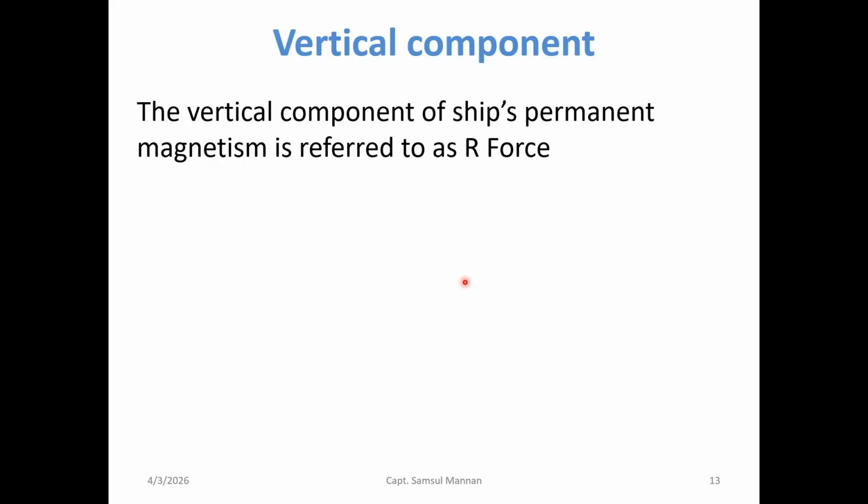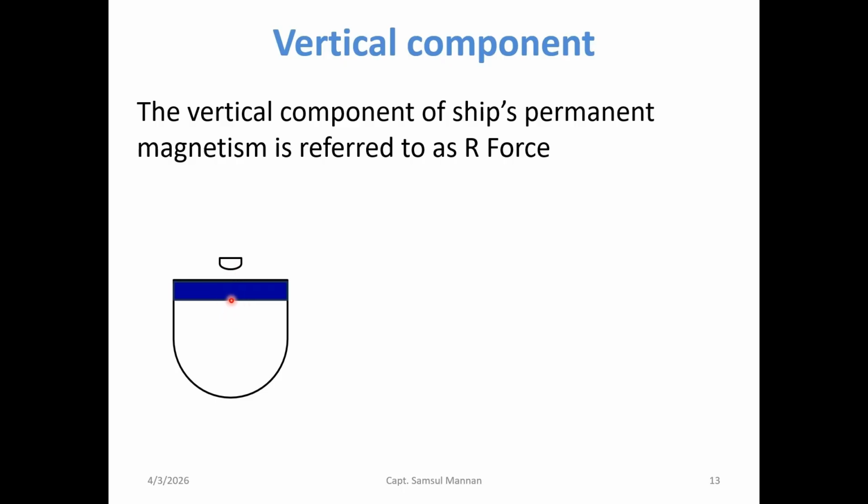Similarly, we have the vertical. We know that the vertical component of the ship's paramagnetism is referred to as R force, right? Here we have a ship in normal condition, and this ship doesn't have any list. So here is my compass needle, which is on the monkey island.